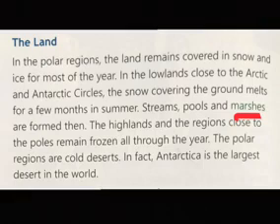Alright. The highlands and the regions close to the poles remain frozen all through the year. The polar regions are cold deserts. In fact, Antarctica is the largest desert in the world. In chapter 4, we read about that Antarctica is a cold desert.